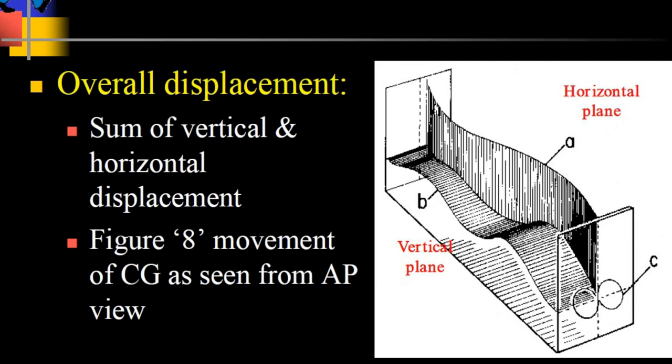The next one is overall displacement. As you can see, the sum of the vertical and the horizontal displacement together is called overall displacement. It is like a figure of 8 movement. Okay, and the center of gravity seen from the AP view, that is your anteroposterior view.